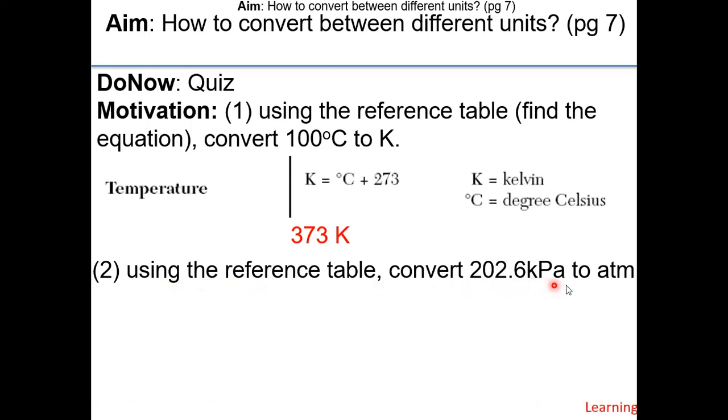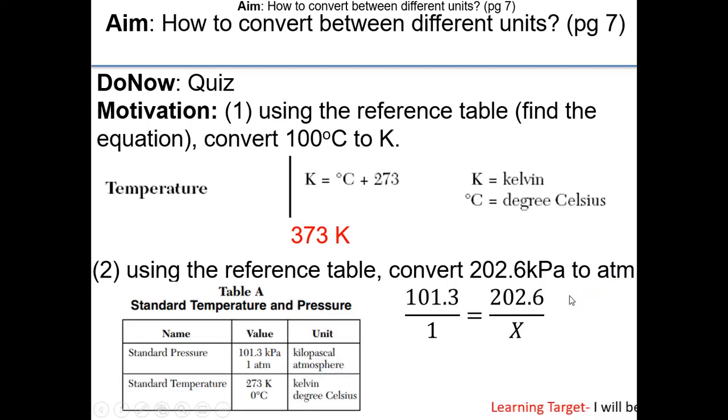Using the reference table, convert 202.6 kilopascal to atmosphere. So these are units of pressure, right? So let's look at table A. Notice on table A, it tells you the conversion right over here. 101.3 kilopascal is equal to 1 atmosphere. Okay, now we set up a ratio between the two and we solve for x. If you do that, x is 2 atmosphere.